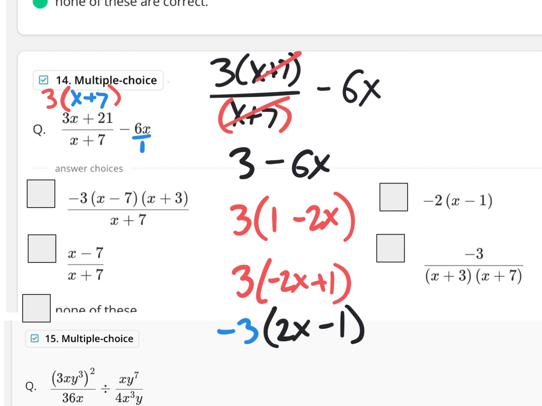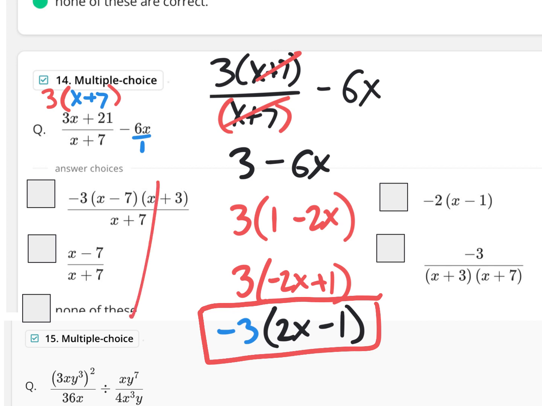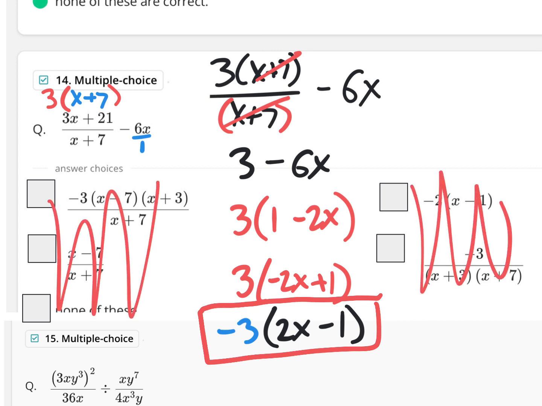So even though none of these show up, I'm actually going to change it so it will appear. This answer right here will appear on your practice test, negative 3. So I messed up on the answers right here. This is the answer that you're going to have to select on the practice test.